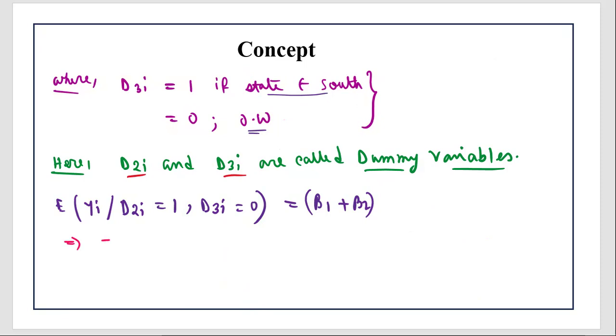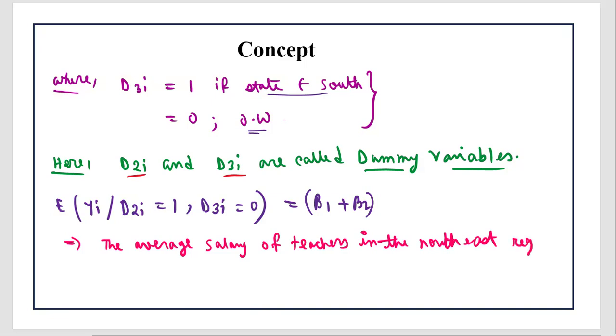This represents the average. This average word is very important, so don't skip it. This is the average salary of teachers in the northeast region. Right? In a similar way, you can find out this expression.